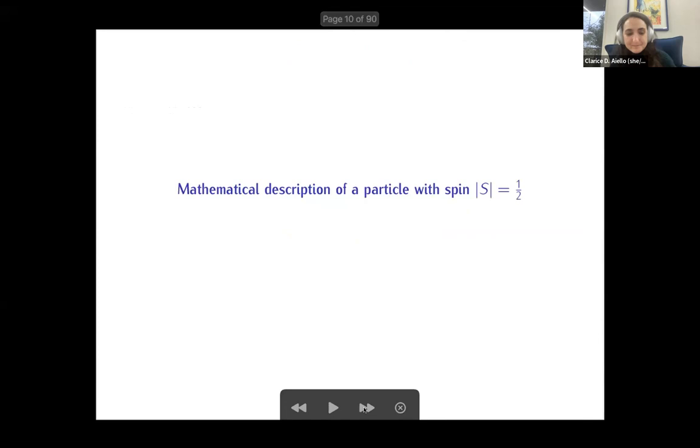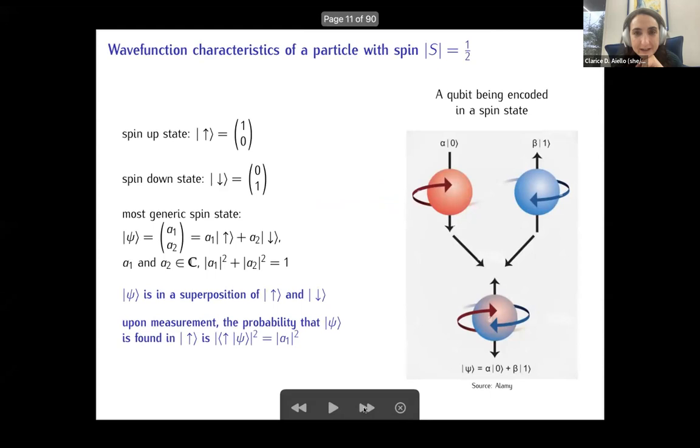So I have one slide about the quantum mathematical description of a particle with spin 1/2. So we're only going to focus now on particles with spin of magnitude 1/2. And I have one slide on what the wave functions representing such particles look like. It turns out that the wave function representing a spin 1/2 looks like this. In general, it's a column vector with two components. The spin-up state, for example, is going to be represented by the vector 1, 0. The spin-down state is going to be represented by the vector 0, 1.